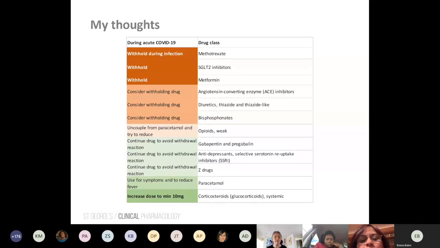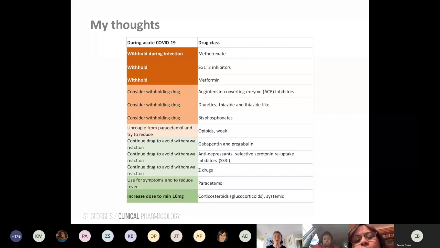And the dark orange, we definitely have guidance for. So the rheumatology NICE guidelines say that if somebody has got COVID disease or other infection, they should withhold their methotrexate during the infection, and consult their rheumatologist for advice on when to restart. We've seen that the SGLT2 inhibitors should be withheld because of the risk of ketoacidosis, and metformin for a possibly smaller but significant risk of lactic acidosis.